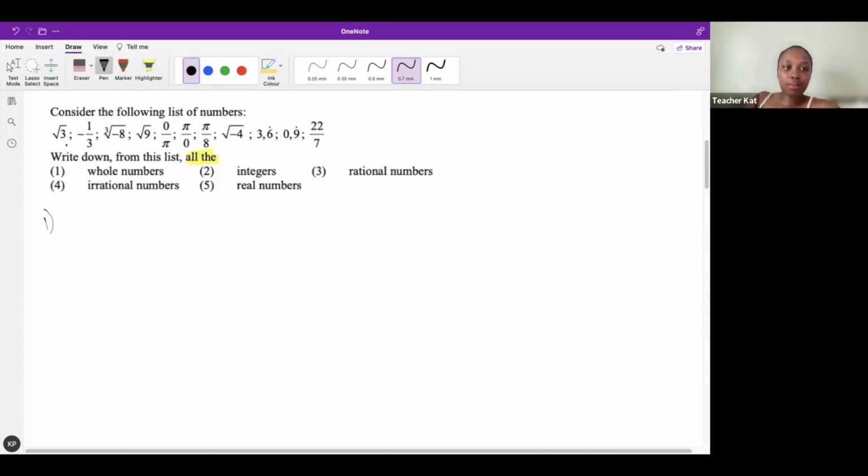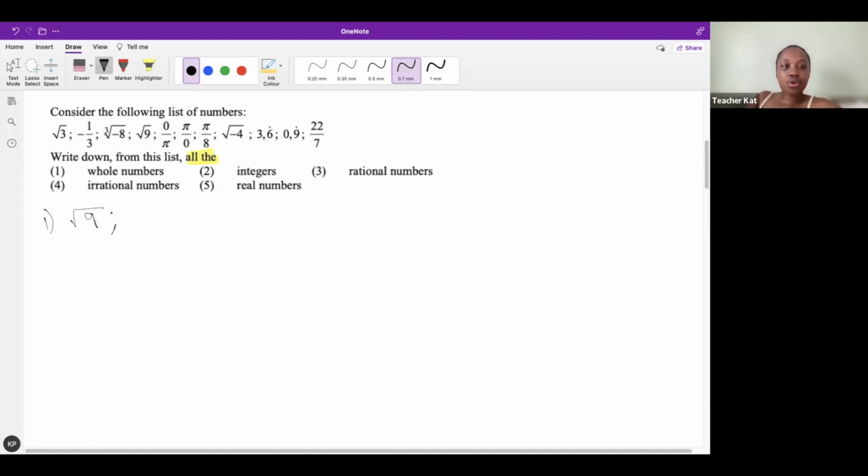Square root of 3, is that a whole number? No. Negative 1 over 3, is that a whole number? Nope. The cube root of negative 8, is that a whole number? Nope. The square root of 9, whole number? Ooh, I see one yes. I see two yeses. Well, how much is the square root of 9, guys? It's 3, so that is a whole number. Okay, so we have our first one, square root of 9.